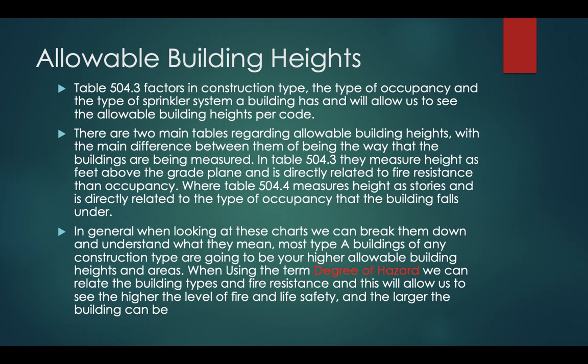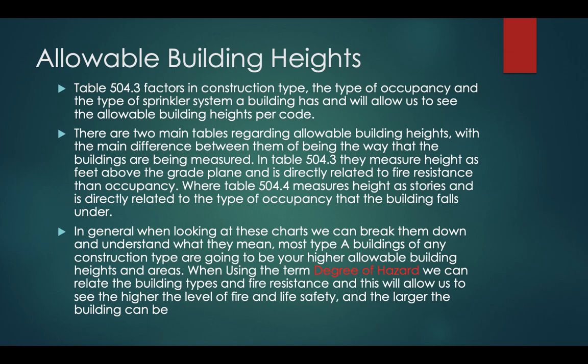So when looking at allowable building heights, this is breaking down tables 504.3 and 504.4. In 504.3, there are factors in construction type, types of occupancy, and the type of sprinkler system a building has, and we can see the allowable building height per code. There are 2 main tables regarding allowable building height, with the main difference being the way they are measured. In table 504.3, the allowable building height is measured in feet above the grade plane and is directly related to the fire resistance rather than the occupancy. Table 504.4 measures heights as stories and is directly related to the type of occupancy that the building falls under.